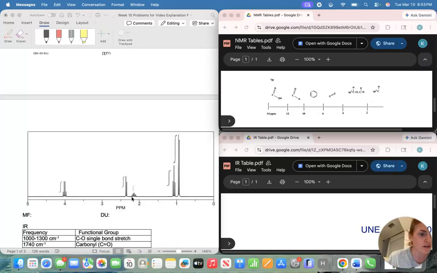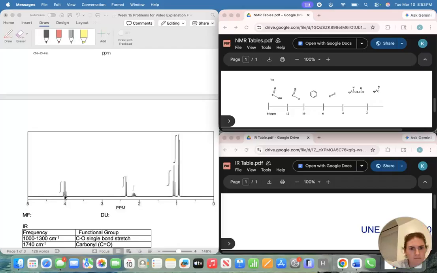And this 2.3 is going to be a doublet integrated with 2 hydrogens, and that is going to be our double bond that we're looking for. So our carbon double bonded to an oxygen. So CH2, C double bond oxygen. All the way down at this 4.1, this will be our single bonded oxygen to the CH2.